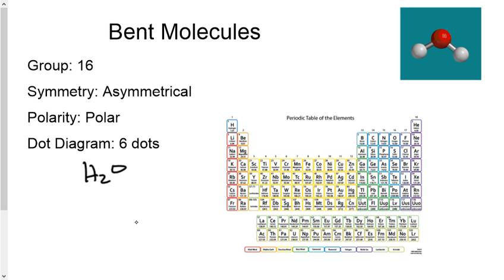Now oxygen, with 6 dots, has no more places to put them, so we will have 2 dots paired, one by itself, and then one by itself. We will then add the hydrogens at these locations, one here and one here. That's the dot diagram for it, and it correlates with a bent-shaped molecule. So group 16 makes bent-shaped molecules.